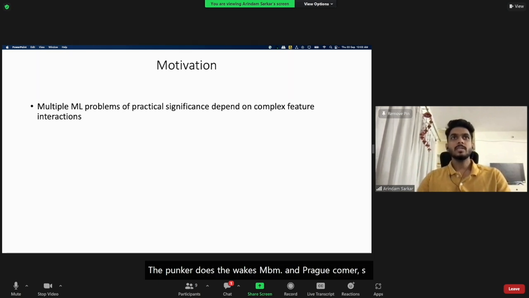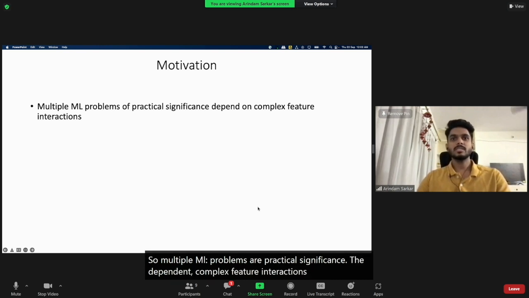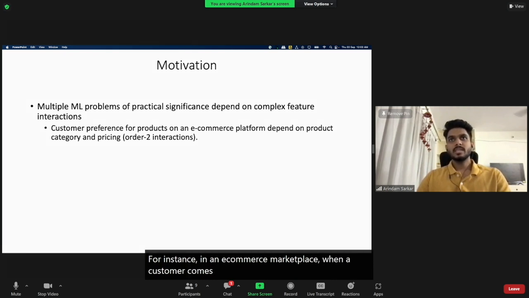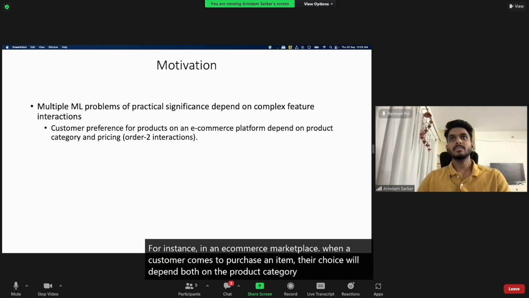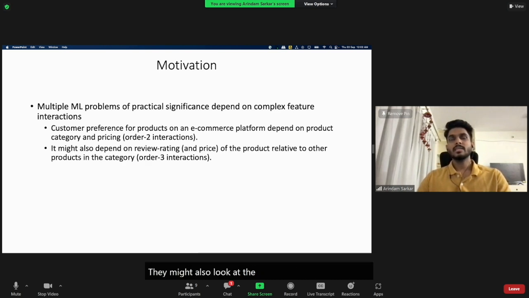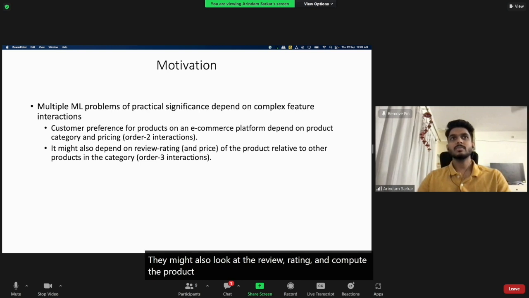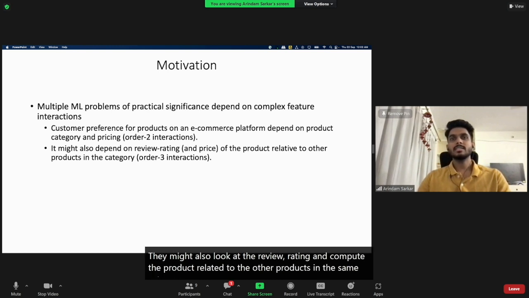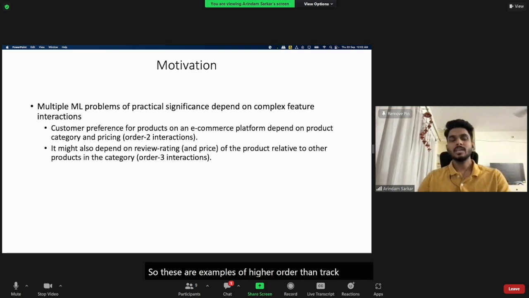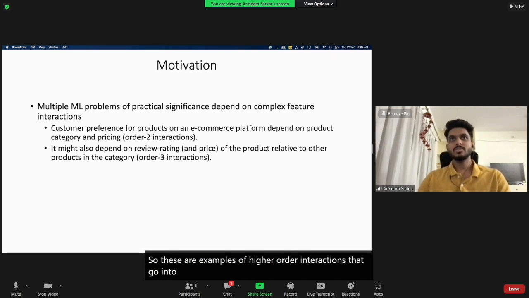So, multiple ML problems of practical significance depend on complex feature interactions. For instance, in an e-commerce marketplace, when a customer comes to purchase an item, their choice will depend both on the product category and the pricing within the category. They might also look at the review rating and compare the product relative to the other products in the same category and in the same price range. So these are examples of higher order interactions that go into a user choice.